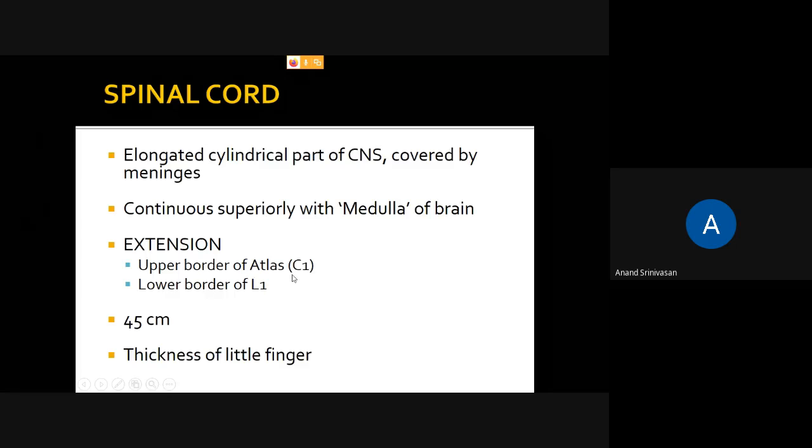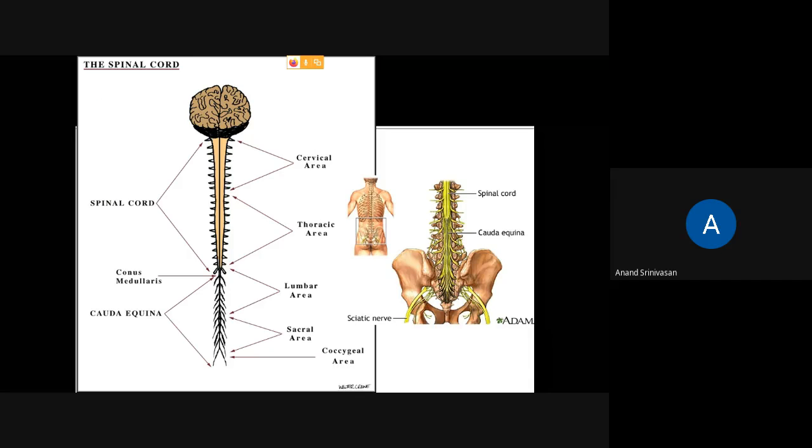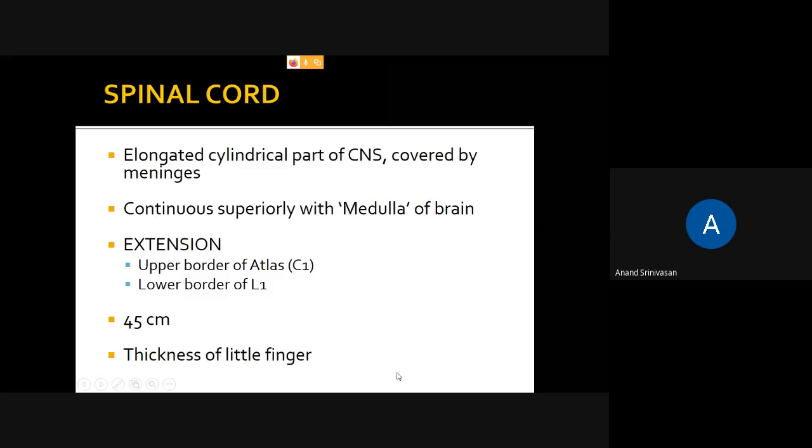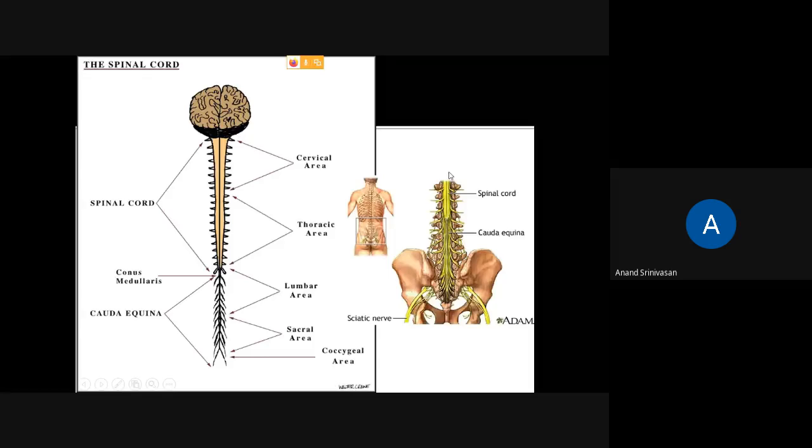Okay, so it extends from C1 to L1, and approximately the length is 45 centimeters, and the thickness, imagine the thickness is as little as one's little finger. So it's really a tiny structure, the spinal cord. Okay, now these are the things which you need to know in a spinal cord.